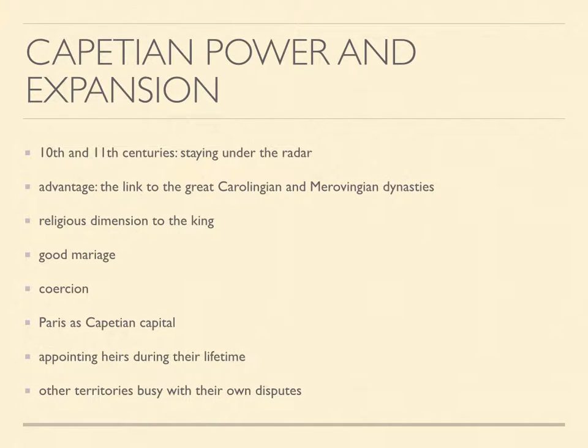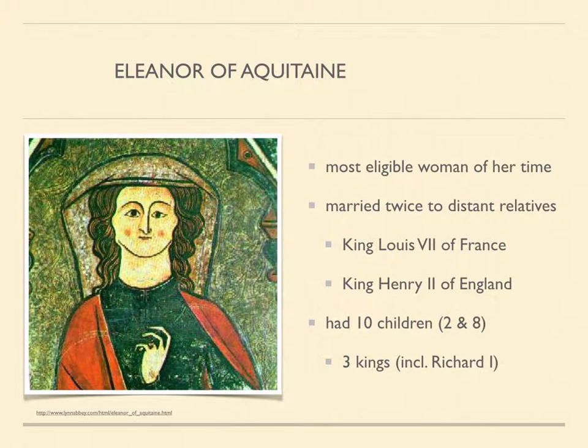Okay, let's go back to this slide. And so we're talking about the expansion of power of the Capetian dynasty. And one of the reasons for the expansion of power was good marriage. And the Capetians were generally seen as being a good catch for people since they were directly related to the Merovingians and the Carolingians. So in one case, with Eleanor of Aquitaine, she was considered to be the most eligible woman of her time. She was not a Capetian, but she married into that family.